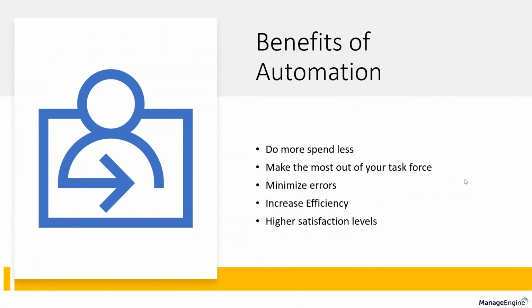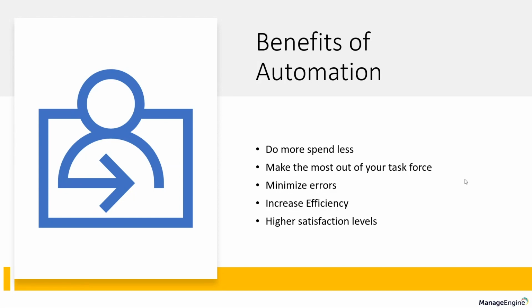You can minimize the errors that occur due to manual intervention. So if you are able to automate a few things, it is going to minimize errors, and thereby it is going to increase the efficiency of your services. With all that done, you end up having a higher satisfaction level of your users as well. So you will know how your quality of service has improved by automating a few things in your IT operations.